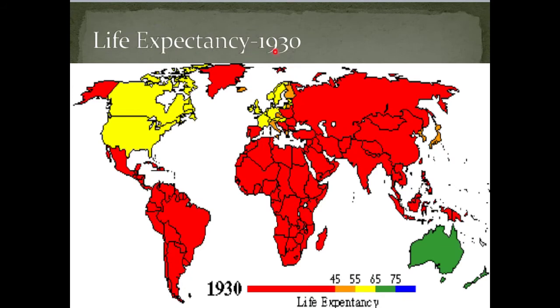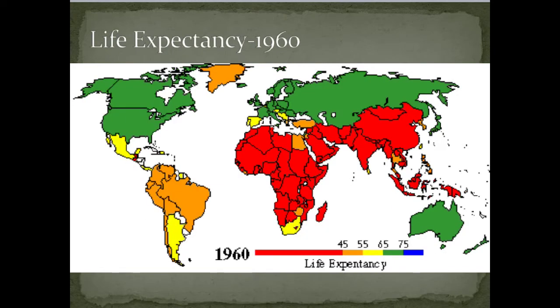If we look at life expectancy in 1930, you can see down below, anywhere in red is only up to 45, orange is up to 55, yellow 65, green 75, and then above that. Which area had the highest life expectancy? Yeah, look at that, Australia and New Zealand. Alright, and then it's the United States and some of the European countries, but everywhere else it was only up to 45 years old in 1930.